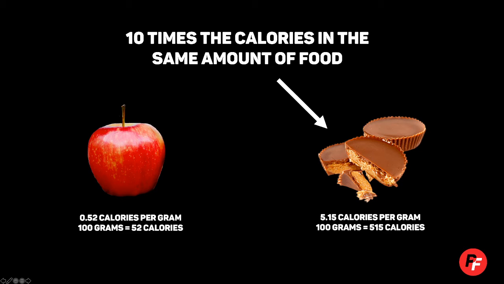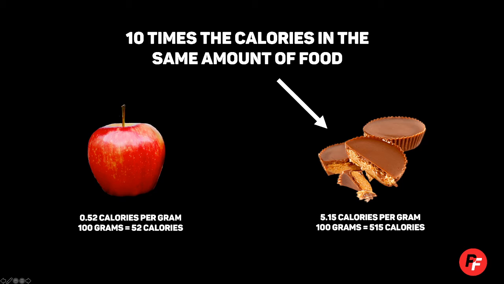So when your goal is fat loss, it can be useful to focus on eating foods that provide a lot of food in terms of quantity for very little calories. Because this is going to leave you feeling fuller for longer as the volume of food you are eating is higher even though the calorie content is low. So in this example, you'd have to eat a kilo of apples, which is about 10 apples, to get the same amount of calories as you would from just 100 grams of Reese's chocolates.